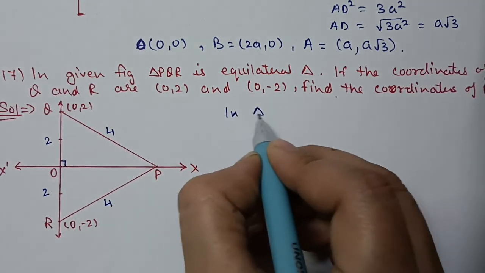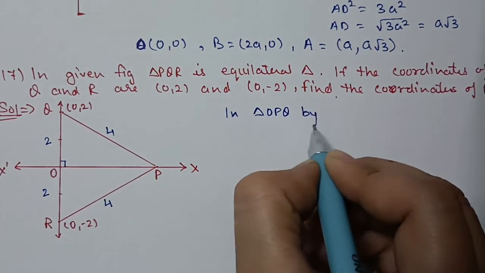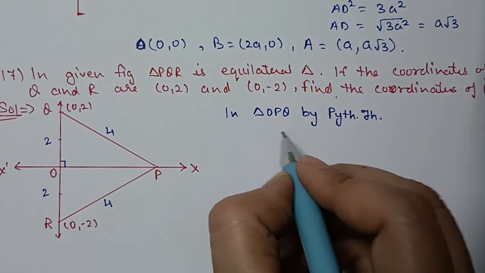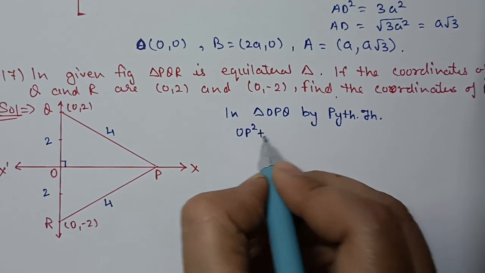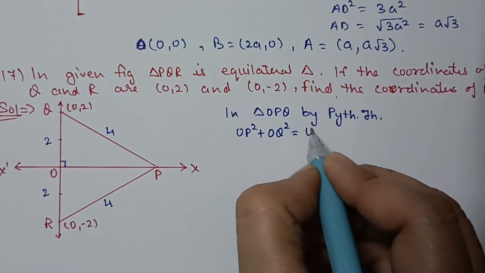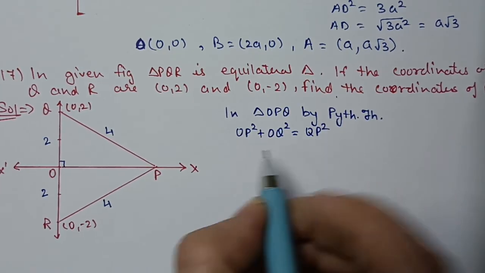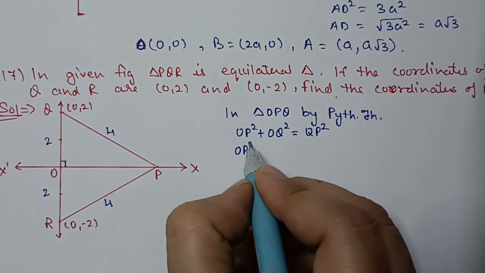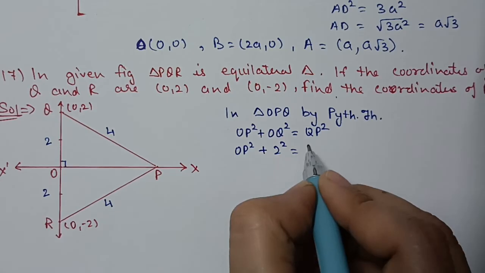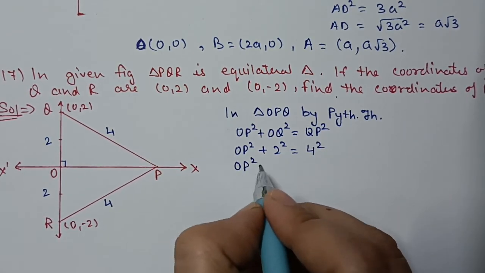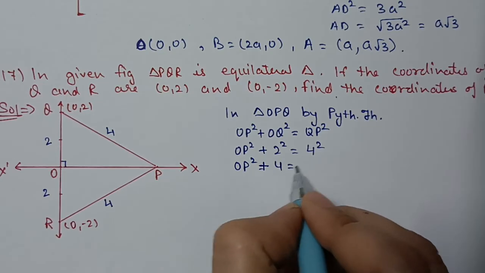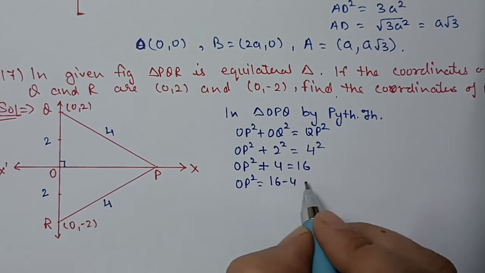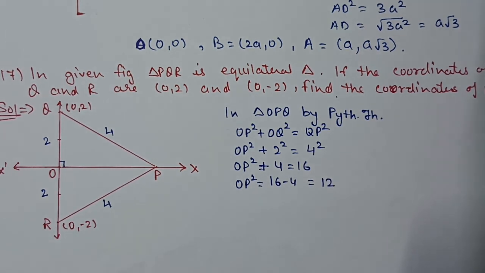So in triangle OPQ, by the Pythagoras theorem, OP square plus OQ square is equal to QP square. Base square plus height square is equal to hypotenuse square. Base we don't know. OQ is given as 2, so 2 square is 4, and QP is 4, so 4 square is 16. OP square will be 16 minus 4. Shifting 4 to the other side, it will go for subtraction. So we will get 12.